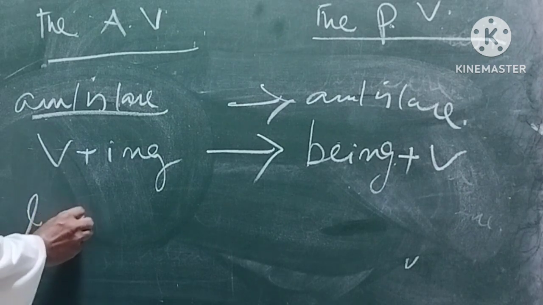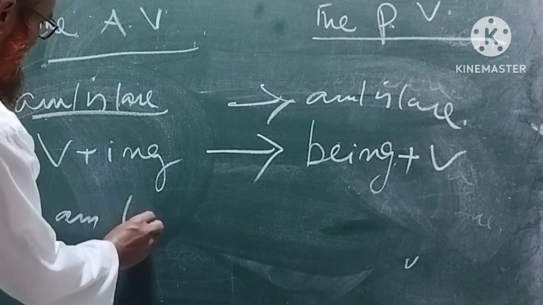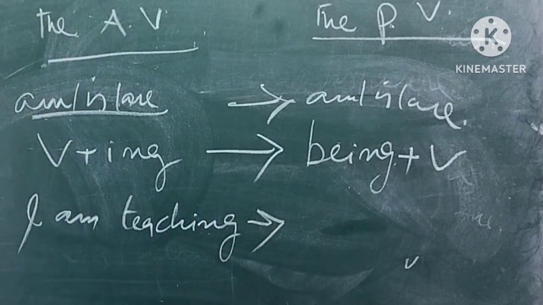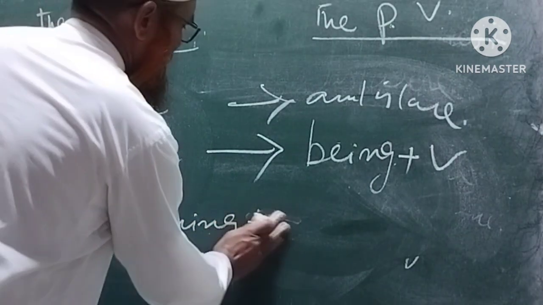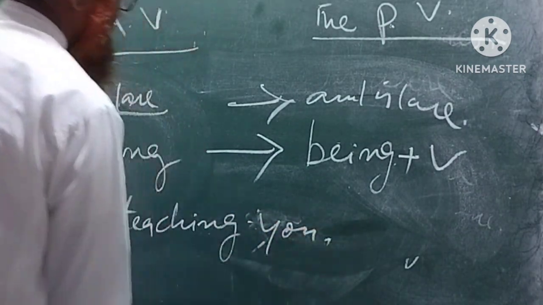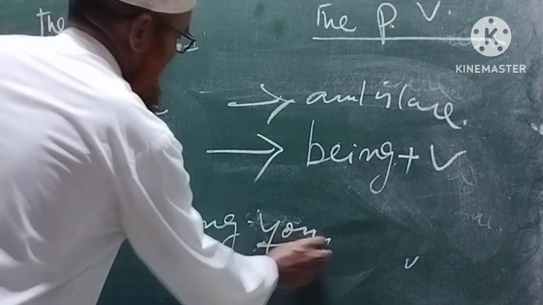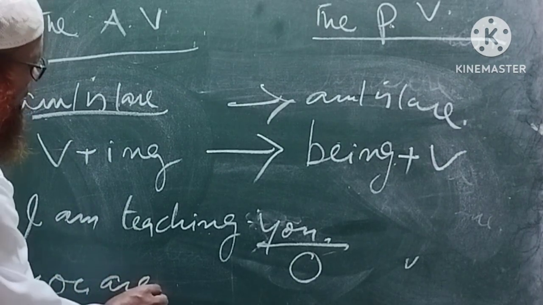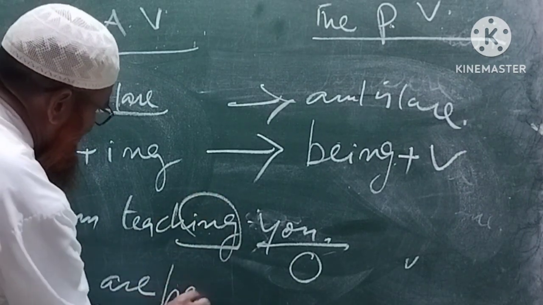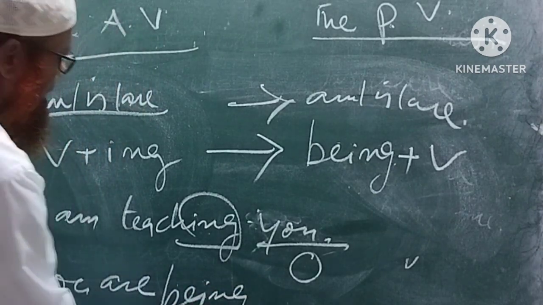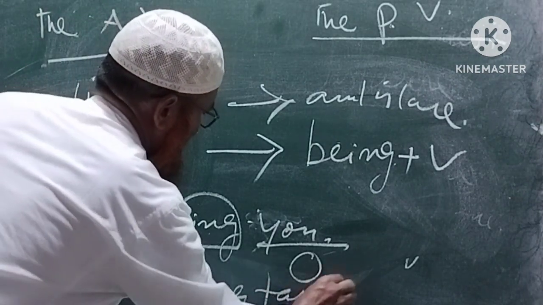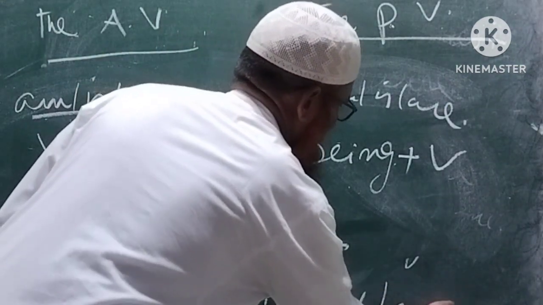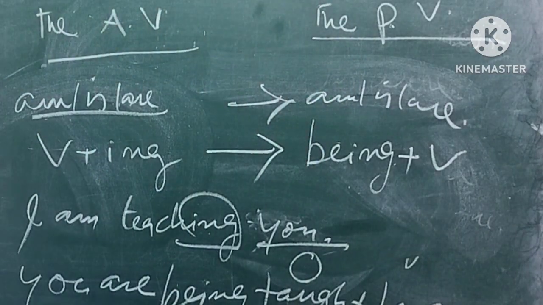I am teaching you. Now you will become the subject, here is the object. You are, ing will become being before the main verb. You are being, and the main verb will turn into past participle form. You are being taught by me.